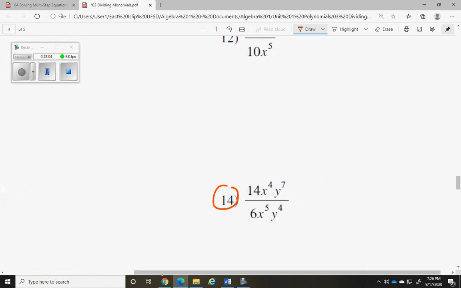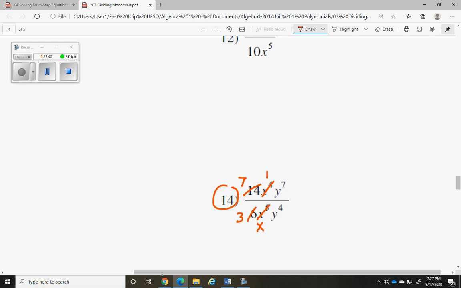So remember, I like to think of this as a fraction that can be simplified. So I first look at the 14 over 6. There's a 2 in common. 2 goes into 14 7 times. 2 goes into 6 3 times. So that's that simplification. Now I look at my x's, and I see that there's an x to the 4th in the numerator and an x to the 5th in the denominator. So I say to myself, there's x to the 4th in common. I can get rid of x to the 4th in the numerator, make it 1, and in the denominator I'd be left with an x to the 1st power.